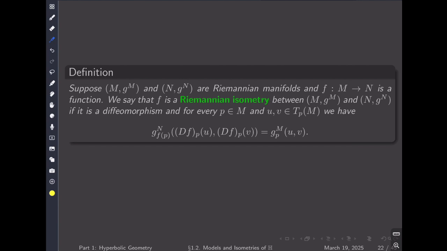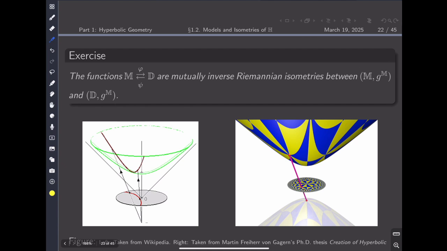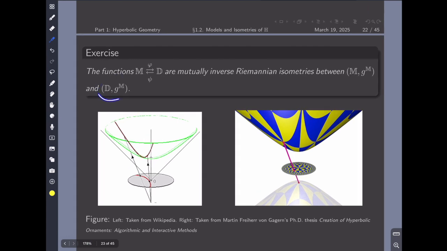Okay, and by definition, stereographic projections are Riemannian isometries between the Poincaré disk and the hyperboloid with Minkowski's form. Well, this is practically by definition. This is just by how we defined this. And here you can see more nice pictures of how the correspondence looks.